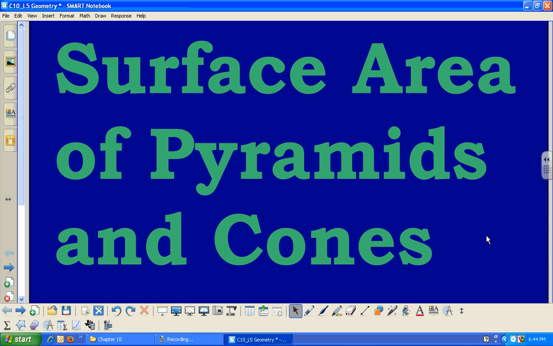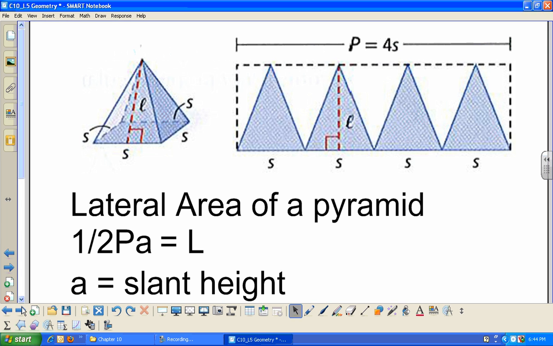Surface area of pyramids and cones. When we're finding the surface area of any 3D shape, there's the lateral area. Lateral area is, if it's standing straight up, the area of the shape around the figure. Here, if I were to lay out the lateral area of a pyramid, I would have 4 congruent triangles. My lateral area here is 1/2 times P, which is the perimeter, times A, which is the slant height.